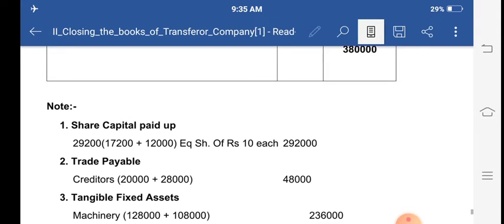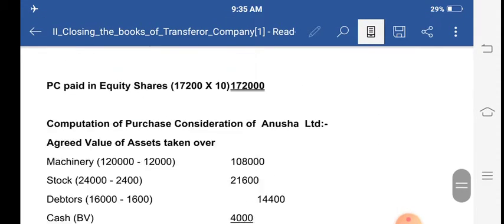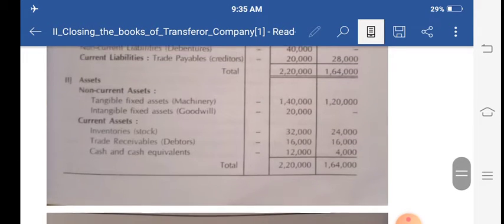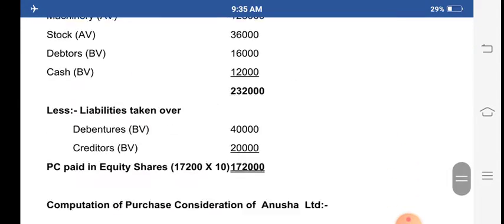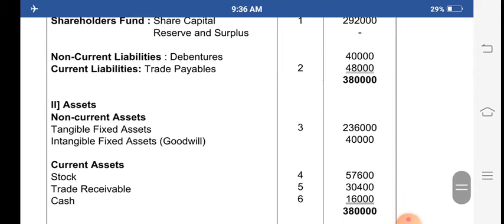So in the problem, in the balance sheet, now see the creditors under current liabilities, trade payables, creditors 20,000 plus 28,000, the total is 48,000. Okay, so this is the 48,000. Next is the balance sheet.